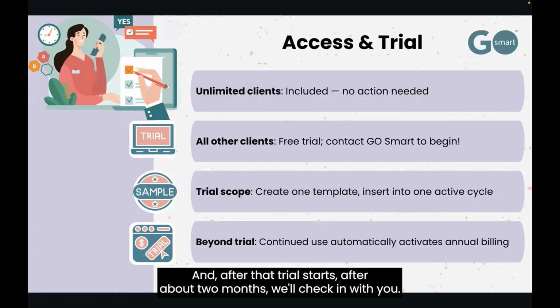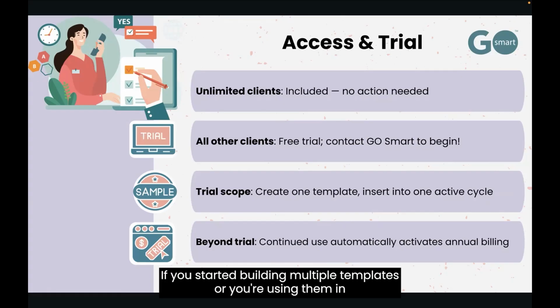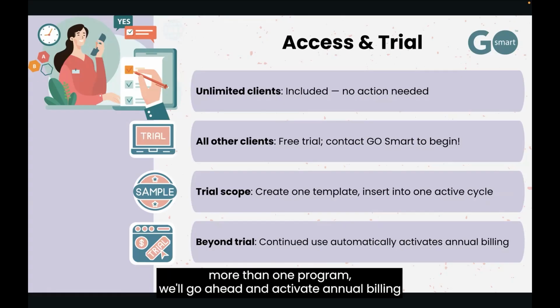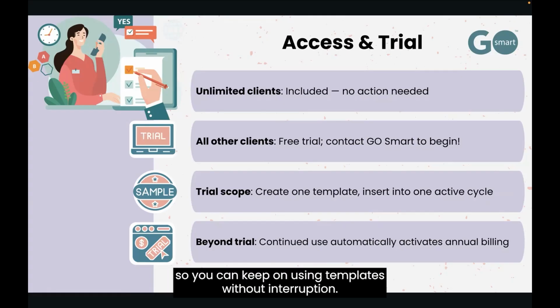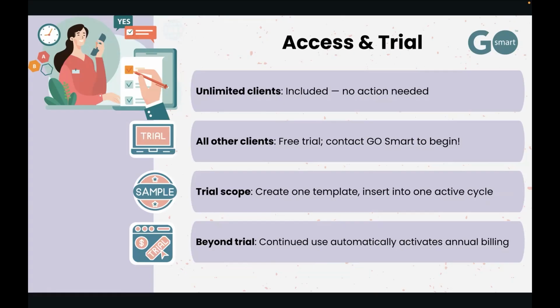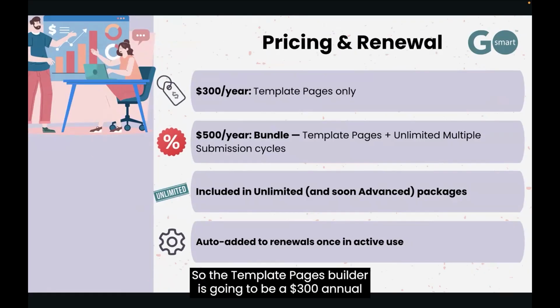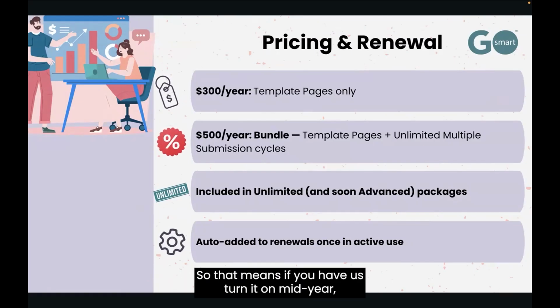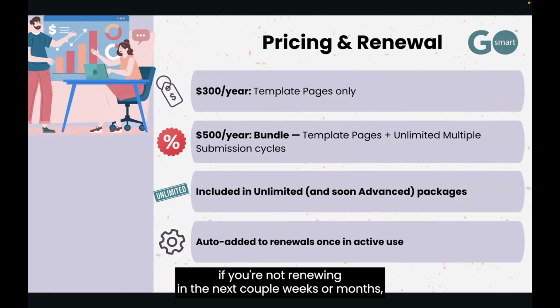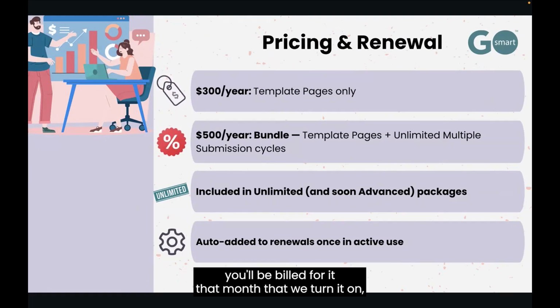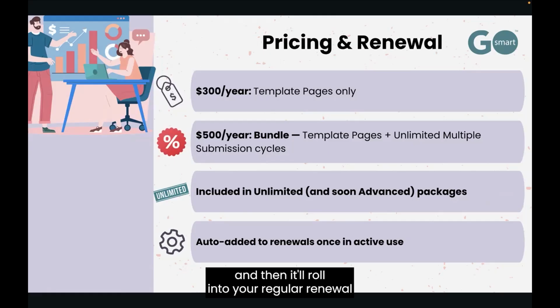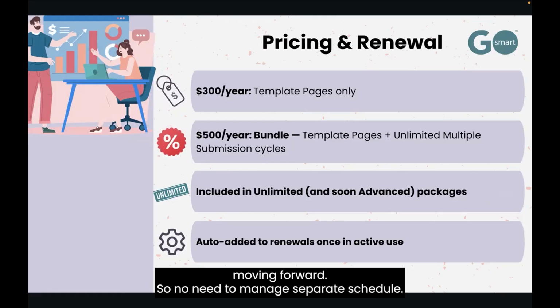Yeah, and after that trial starts, after about 2 months, we'll check in with you. If you started building multiple templates or you're using them in more than one program, we'll go ahead and activate annual billing so you can keep on using templates without interruption. Totally. Which brings up a deeper question that I'm sure everyone's curious about. What does all this cost? So the Template Pages Builder is going to be a $300 annual add-on that syncs with your current service period. So that means if you have us turn it on mid-year, if you're not renewing in the next couple weeks or months, you'll be billed for it that month that we turn it on, and then it'll roll into your regular renewal moving forward. So no need to manage a separate schedule.